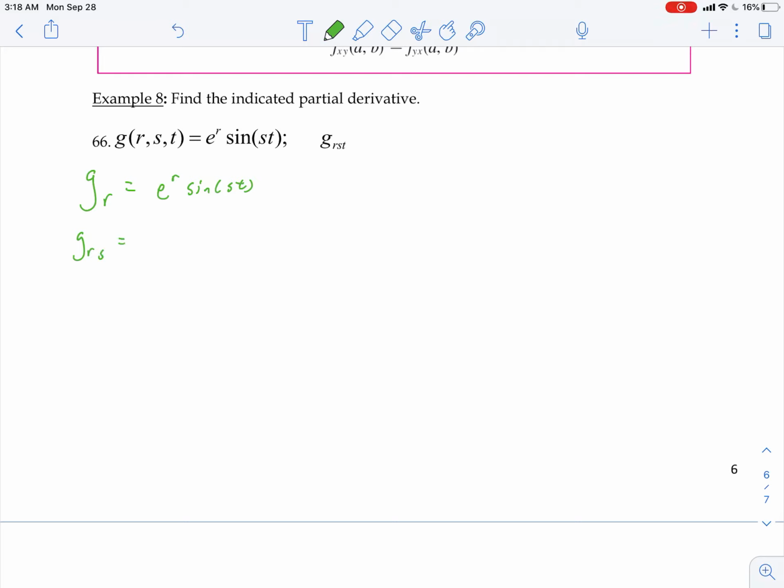Now let's take the derivative of g sub rs. So now using g sub r, let's take the derivative of that with respect to s.